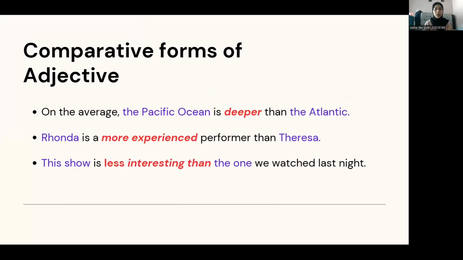So there are some kinds of comparison, and the first one is comparative forms of adjectives. Let's take a look at the example. The Pacific Ocean is deeper than the Atlantic. Here, the comparative adjective is deeper. The adjective is deep, and then we add -er. It happens because the word is short, so we just add er or ier.